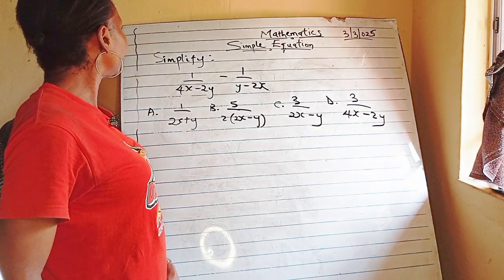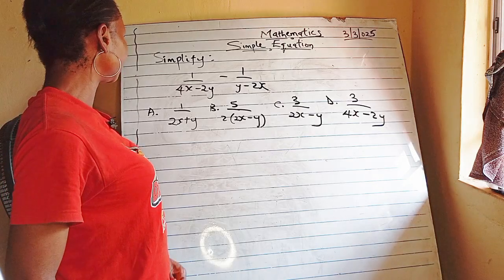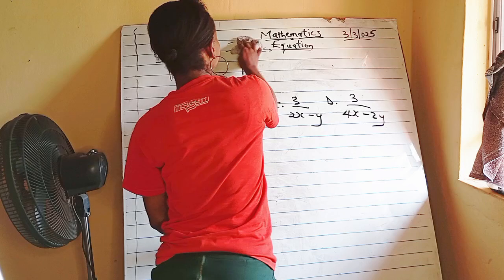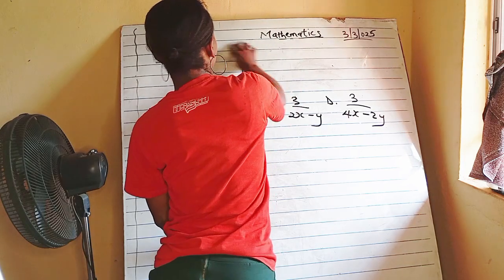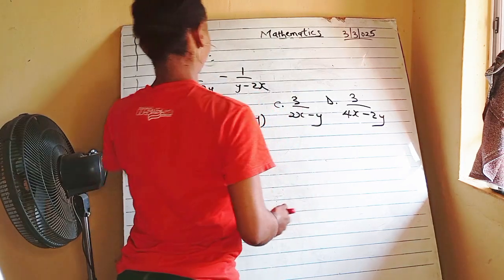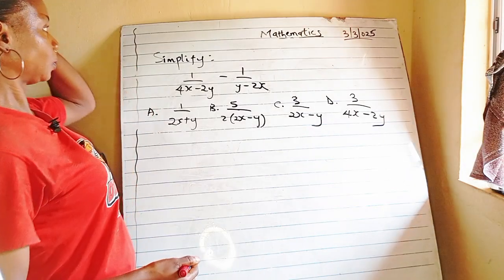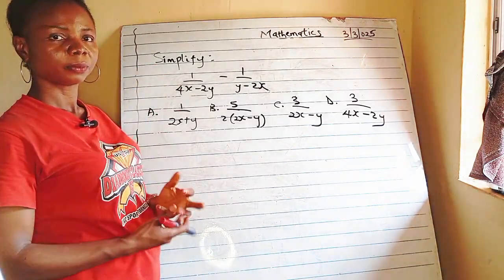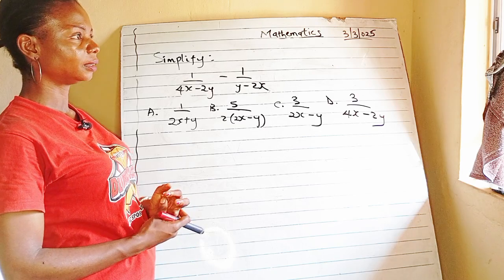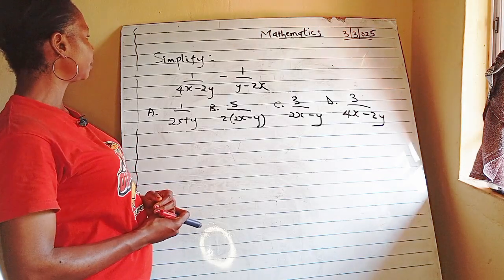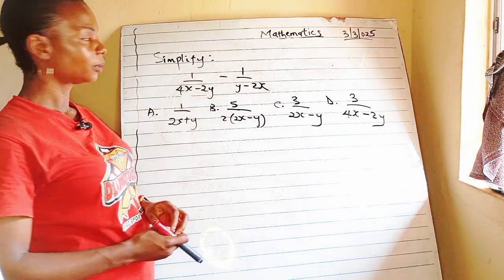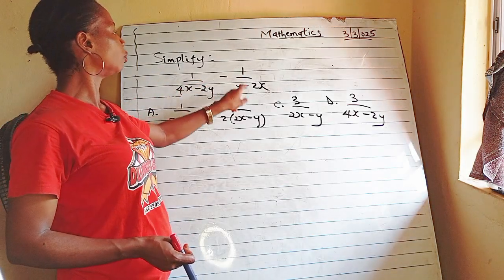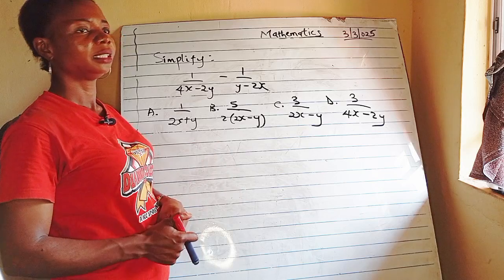So we're going to simplify this. It's not a simple equation, it's a problem. We're going to simplify this problem, and the problem is an algebraic expression. We have 1 over 4x minus 2y minus 1 over y minus 2x.